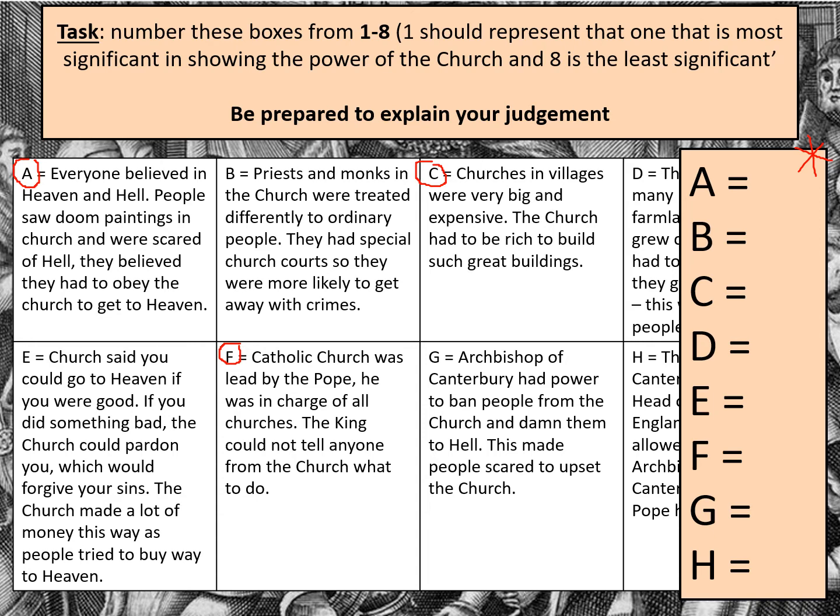Your number 1 is the one that you think is the most important one. So your number 1 is the most important or most significant reason for why the church had power. Your number 8 is the least significant, the least important reason for why the church had power. So you've got to read each of these boxes and think about, right, yeah, that one shows that the church is really powerful. Then you might have your number 8 that is like, well, it kind of gives them some power, but it's not as important as number 1.